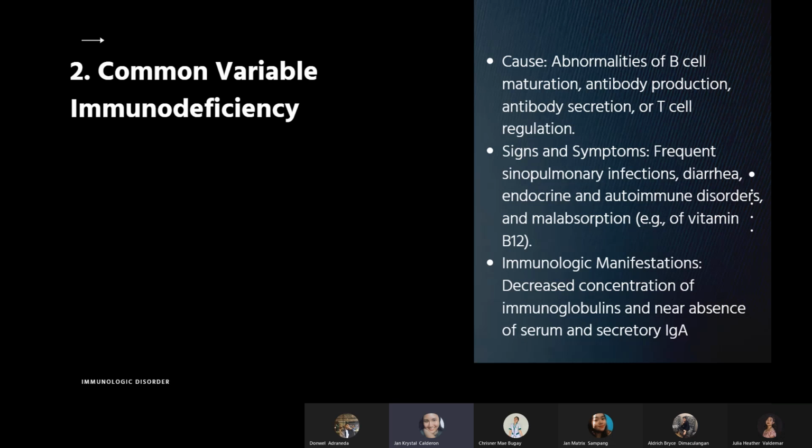Its signs and symptoms: it manifests in the second or third decade of life, with frequent sinopulmonary infections, diarrhea, endocrine and autoimmune disorders, and malabsorption, for example of vitamin B12. Immunologic manifestations: decreased concentration of immunoglobulins and near absence of serum and secretory IgA.